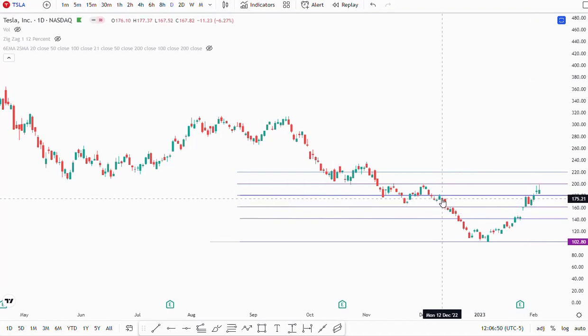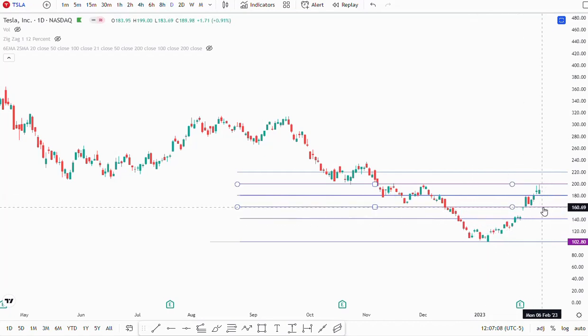You can see this candle found resistance at this level. A number of candles interacted with this level. So 180 would be a support area on any kind of pullback. That would be the first level I would be watching out for.